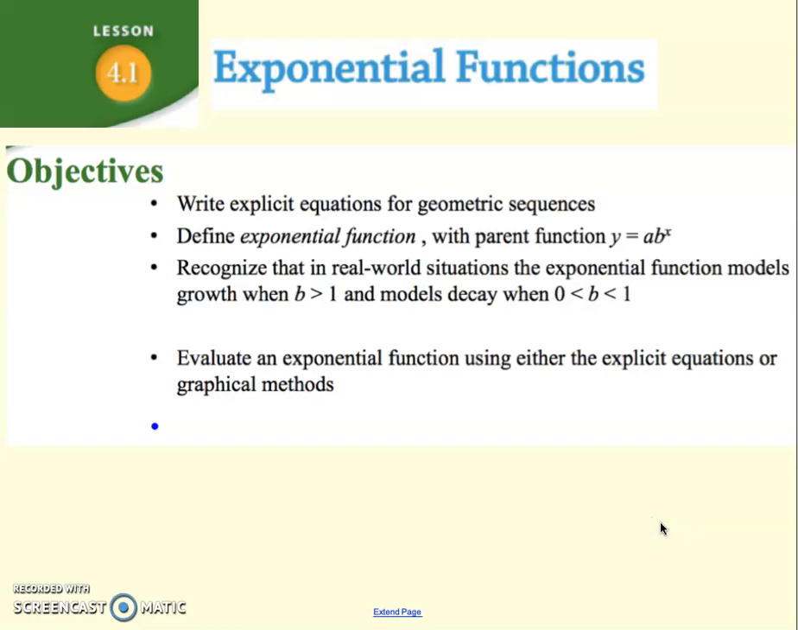These are your 4.1 notes on exponential functions. Chapter 4 has a lot to do with exponents, but we're going to start out with the graph and the family of functions. They're exponential just to get an idea of what the graph looks like and also use it to do some evaluating.